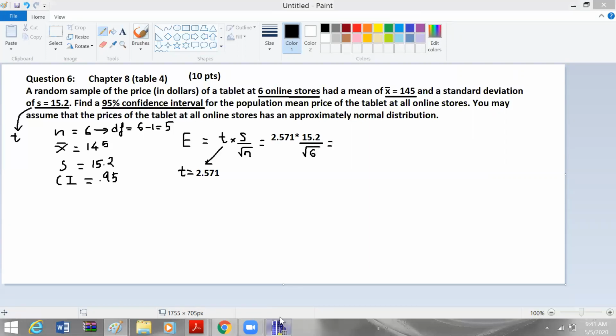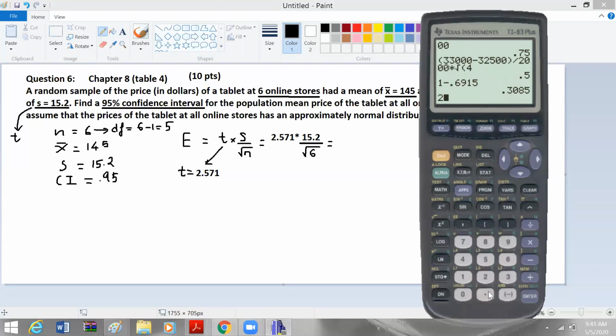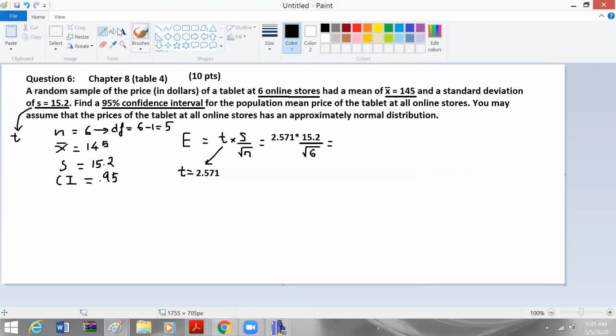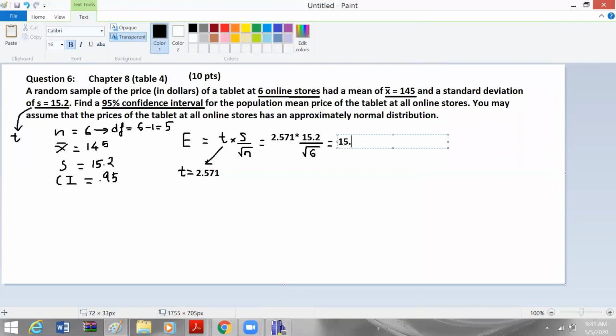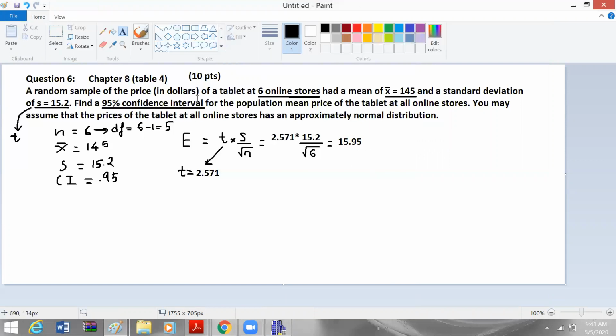And then we're going to do this calculation on the calculator. We're going to take 2.571 times 15.2 over the square root of 6. Okay, so for this part, we're going to get 15.95. So we finished that part. Right, and after that, what should we do next?